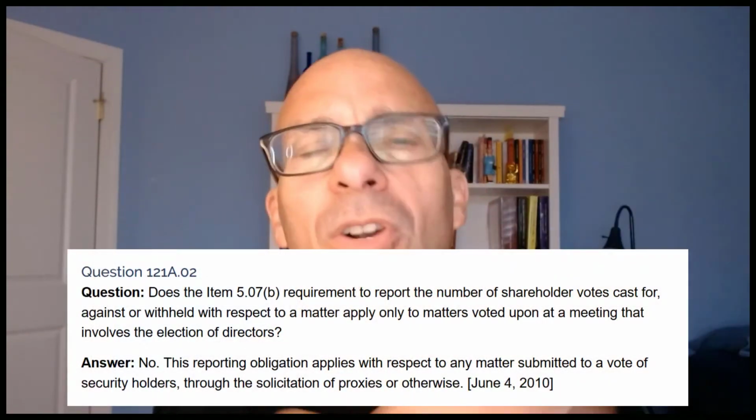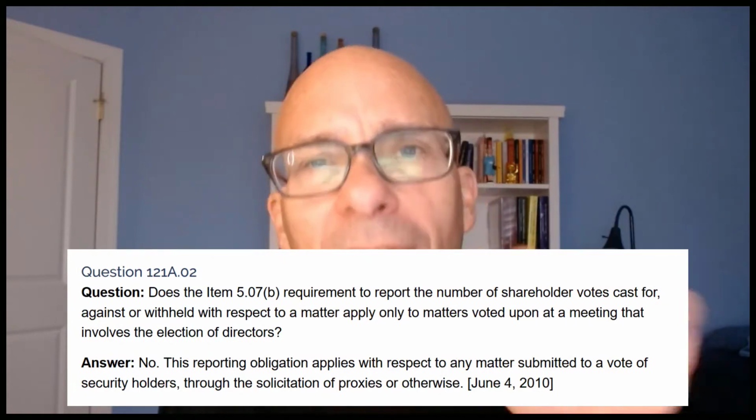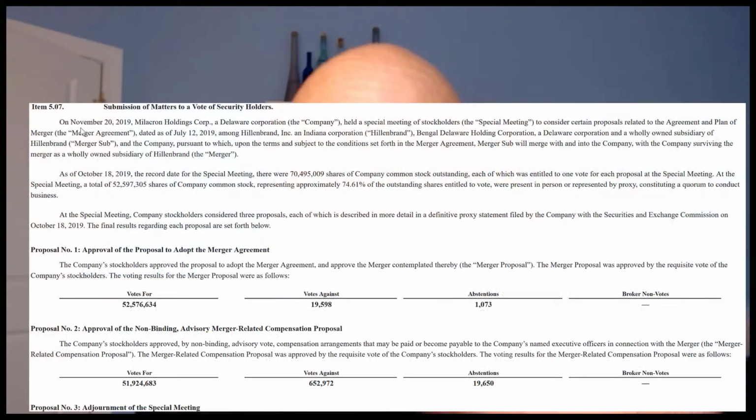These voting results on Form 8-K are required for any shareholders meeting, not just the ones where directors are elected. Here's a Corp Fin staff interpretation driving this point home. And here's an example of a Form 8-K filed for a special meeting to approve a merger with the voting results included. When to disclose.